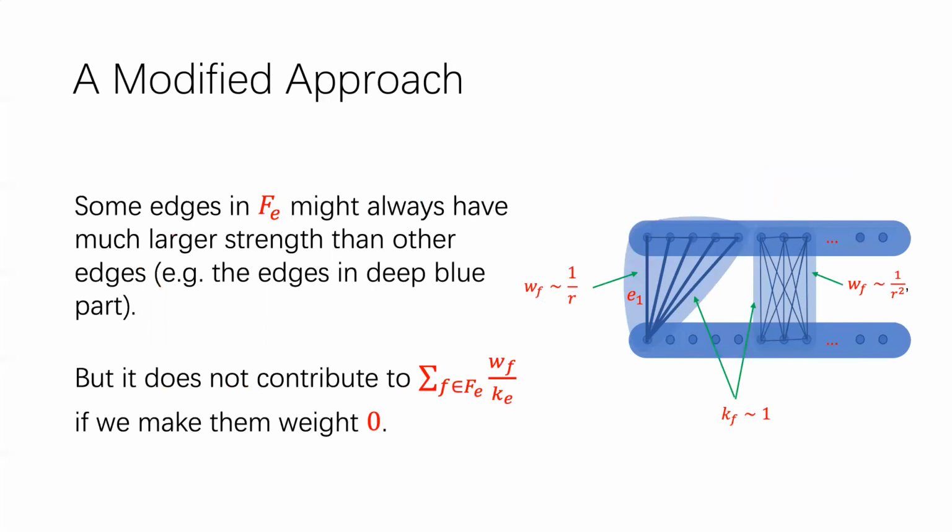However, note that some edges in the clique might always have much larger strength than the other edges. For example, the edges in each dense set in the example always have exponential strength, much larger than the strength of the edges crossing the middle cut. But if we set w_F equal to 0 for these edges, then these edges won't contribute to p_E. This idea works on this example, as we will assign 1 over r weight on each edge across the middle cut in E1, and by doing so, both p_E1 and p_E2 are constant, and the cut size will be preserved.